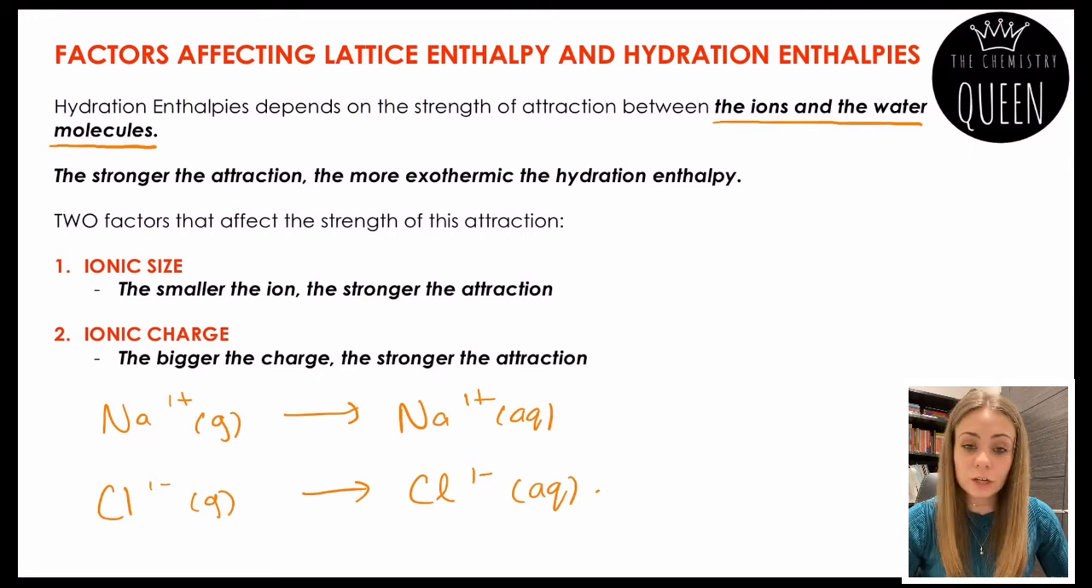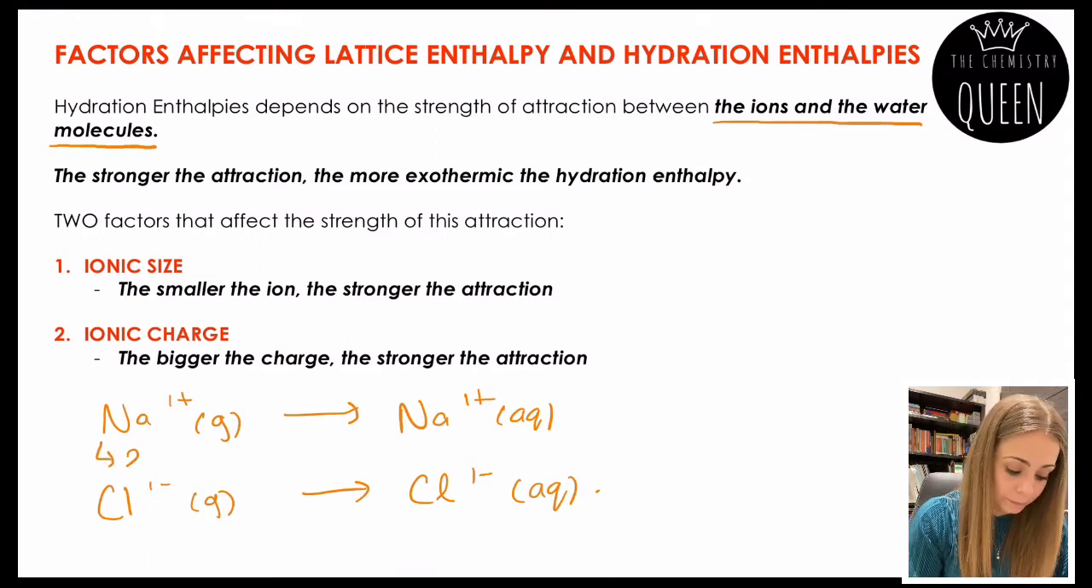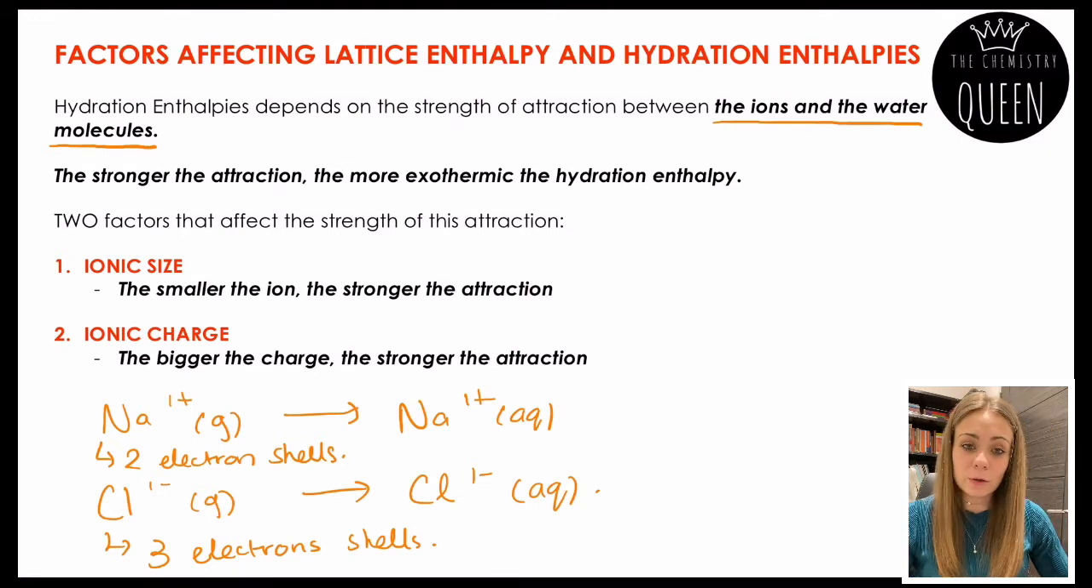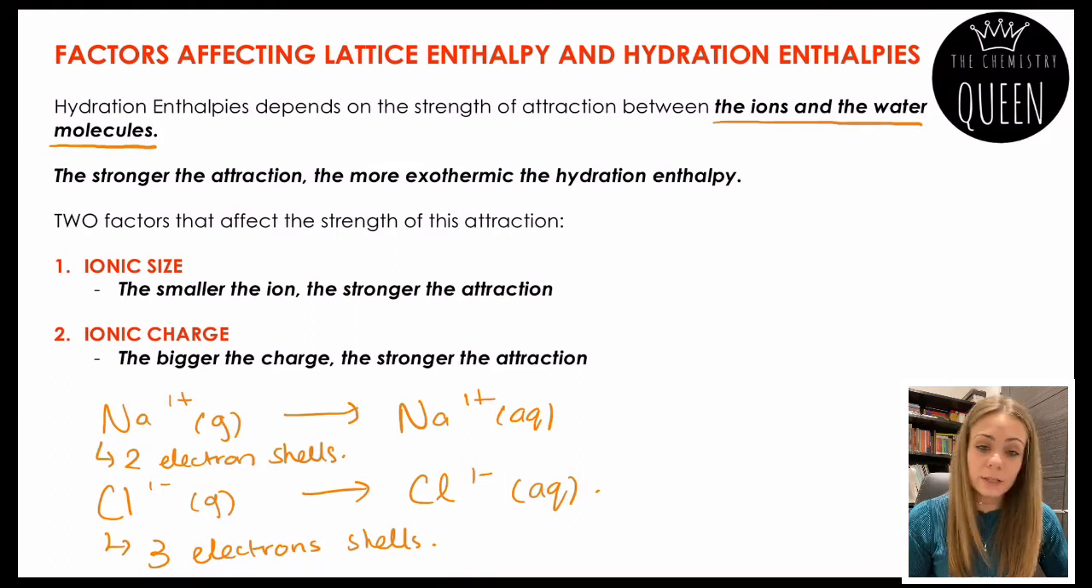Now, a sodium ion will have 2 electron shells because it loses its outermost electron to have 10 electrons. So sodium ion will have 2 electron shells, whereas a chloride ion will have 3 electron shells because it gains an electron to fill its outermost shell. Even though they're in the same period, the ions have different numbers of electron shells because sodium is going to lose an electron and chlorine is going to gain an electron.